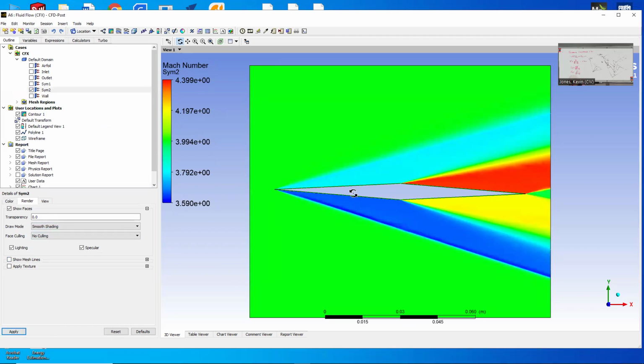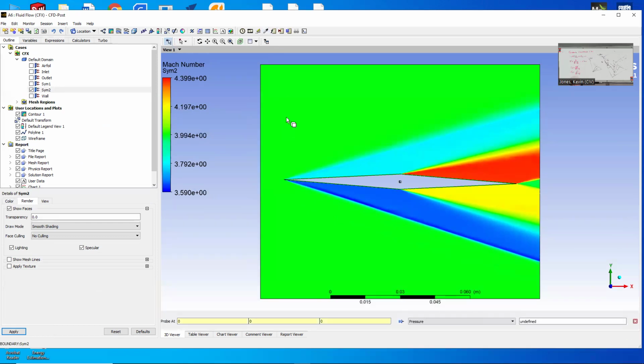So a few other things you could potentially do in here. Oh, one thing I forgot to do before that you might want to do is come in and probe the flow.